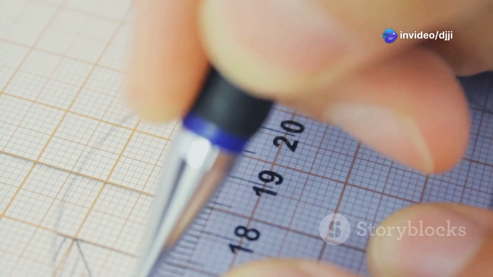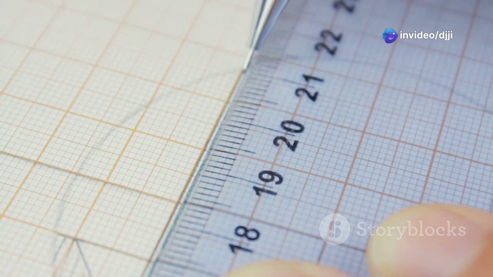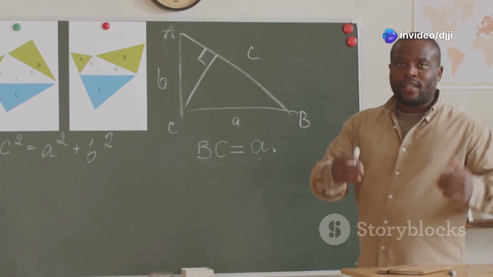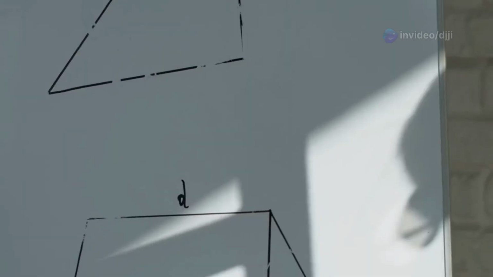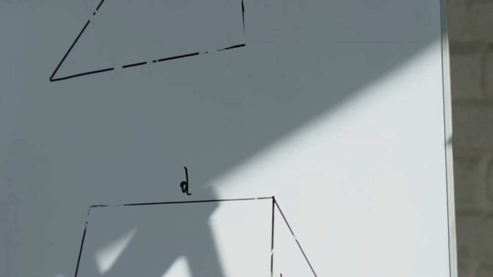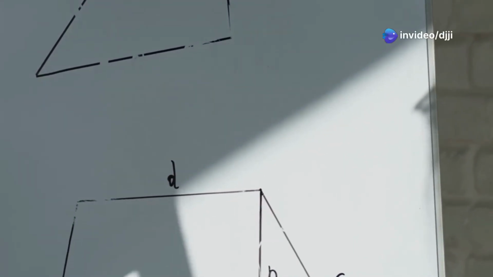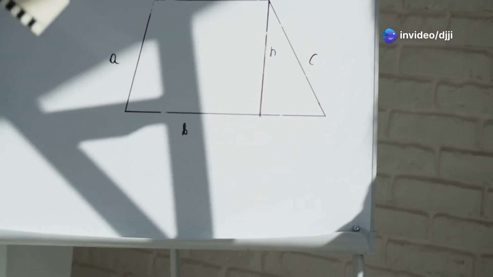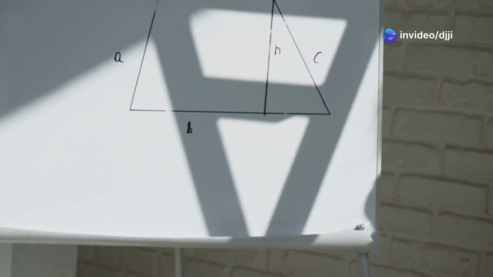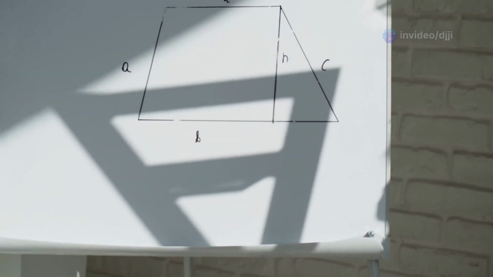Third question, the area of a square is 30 centimeters squared. Find the length of a side to 2 decimal places. To find the length of a side of a square when the area is given, we can use the formula for the area of a square, which is area equals side squared. Given that the area is 30 centimeters squared, we can set up the equation side squared equals 30.